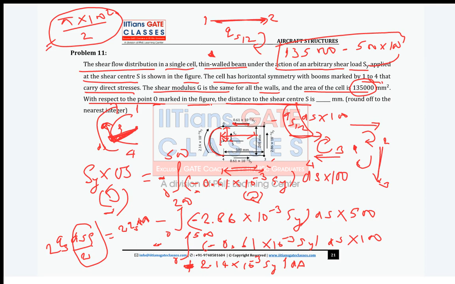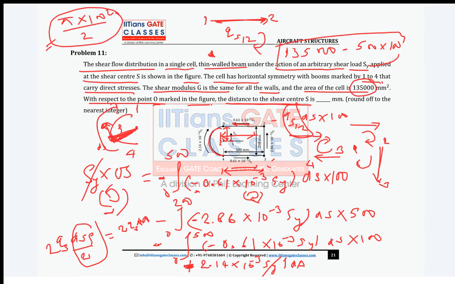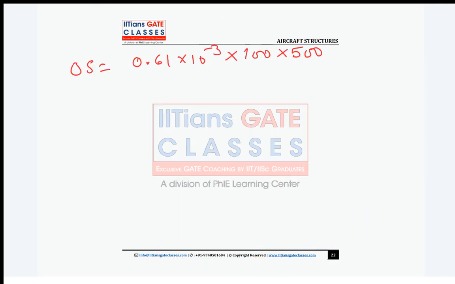Now guys, everything is written. This hy cancelled. Guys, find the value of Os. So what will it become? Os equal to 0.61 into 10 to the power minus 3 multiplied by the moment of 100, then integration of s, 0 to 500. Yes, Ashish, what is your doubt? So it was 500, that is what I am writing first for this. Then the second term, minus minus becomes plus.